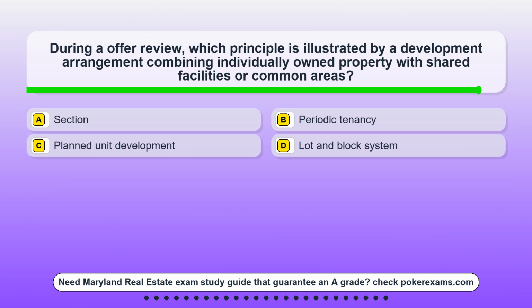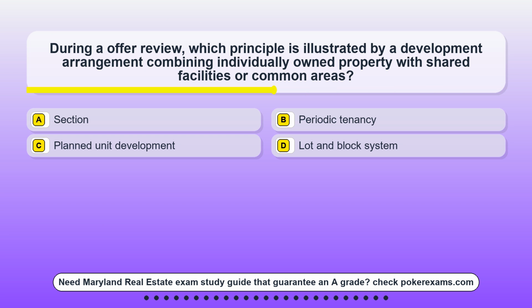Question 20. During an offer review, which principle is illustrated by a development arrangement combining individually owned property with shared facilities or common areas? Option A, section. Option B, periodic tenancy. Option C, planned unit development. Option D, lot and block system.